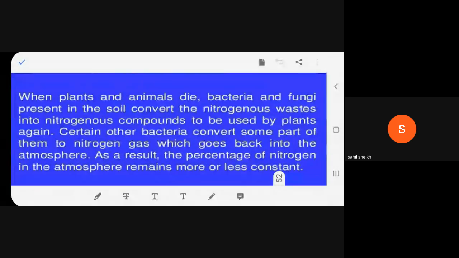See, it is a cycle. Certain bacteria or blue-green algae took this atmospheric nitrogen and used it for themselves to make proteins, right? After the body died, it got decomposed by certain bacteria, and the same nitrogenous waste is converted into gas and goes back to the atmosphere. The cycle repeats. You agree? The cycle is repeated. So what happens as a result?